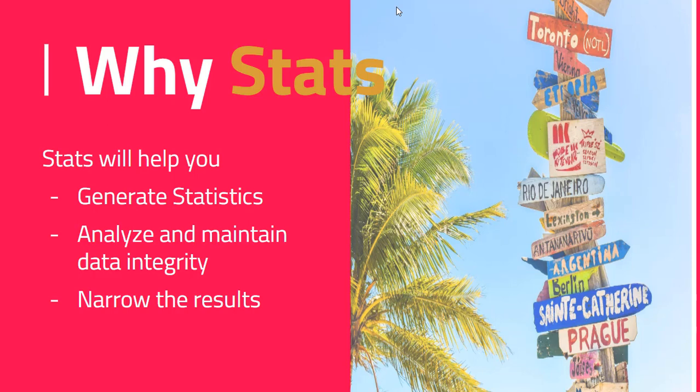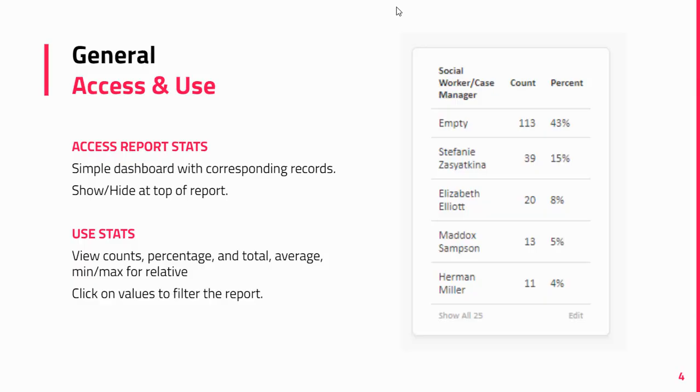So first off is, why would we even use stats? Stats are on reports, and they are going to help generate some statistics for the report that you're looking at. They will help you analyze, maintain data, and also maintain data integrity. So looking for empty records, looking just to make sure that things are aligning. If you had an international program and then you've got some domestic cities or something in there, you can reference that a little bit easier than looking at a full report. And it will also help you filter so you can narrow some of your results. And we'll show you how all of that works once we jump in.